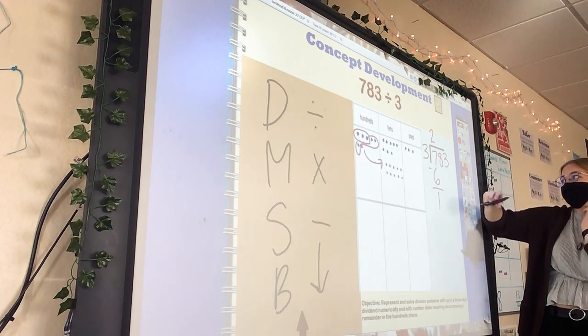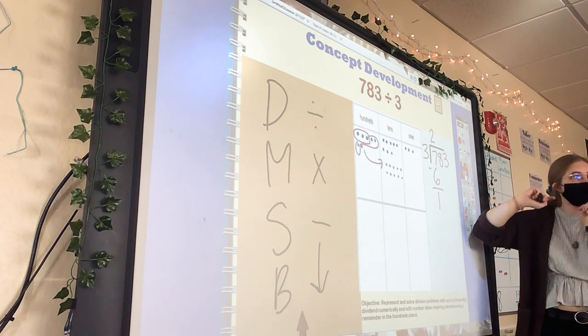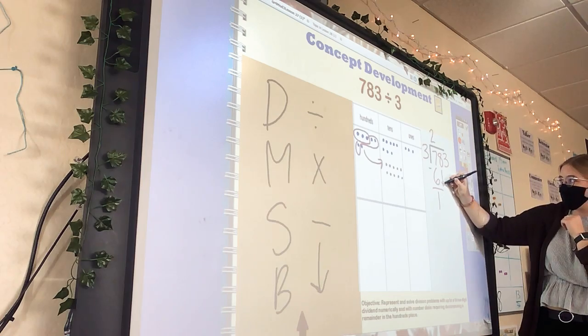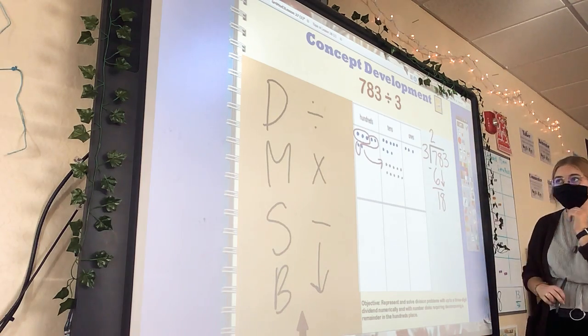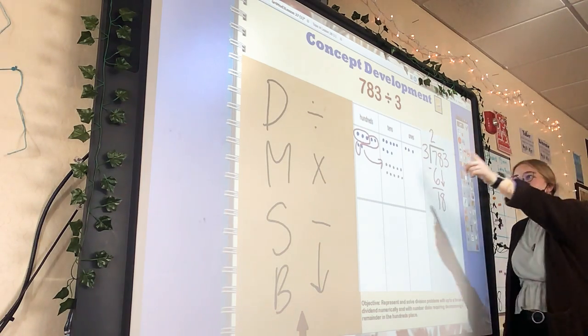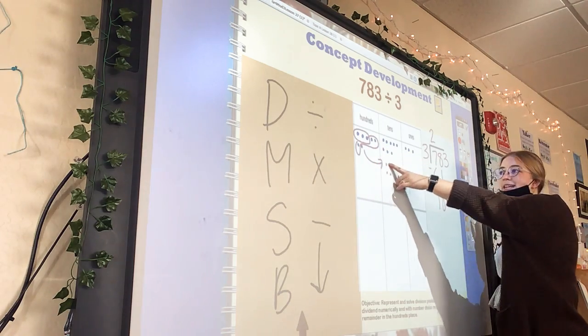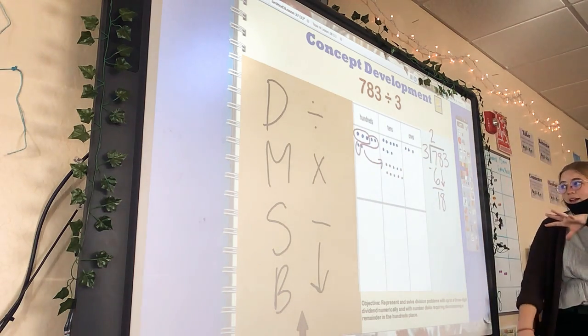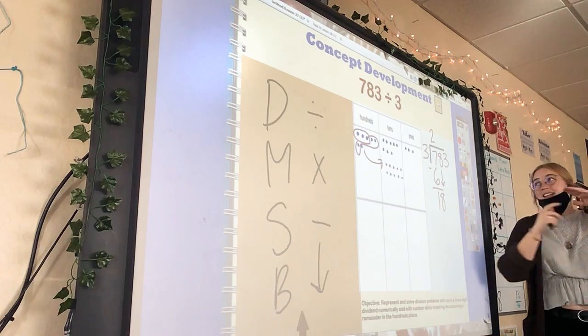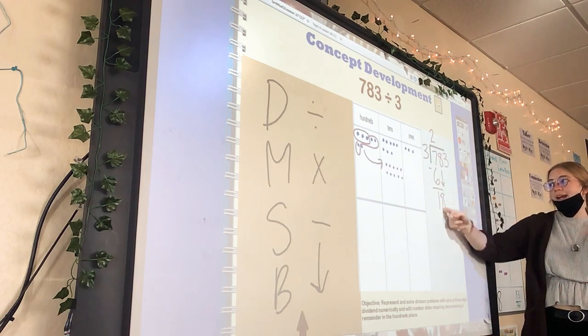Then, class, our last step is to do what? Bring down. So I bring down this 8, okay? So that 1 that was left over, remember, it moved to the tens and exploded into 10. Okay? Pause. So we're working on the tens place.